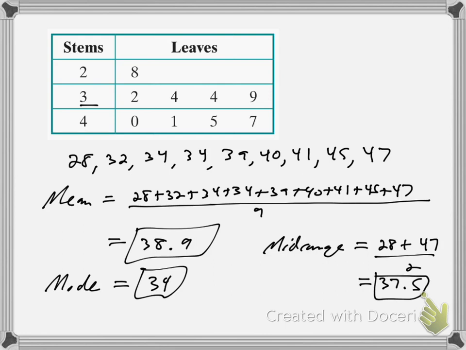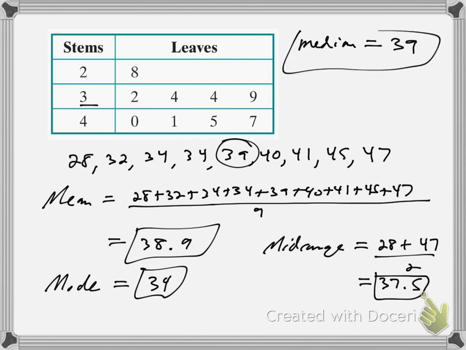I'm running out of room here, but my median, I'll do it up here. Well, this has 9 items, so it's going to be the middle one. The middle one looks like it's right there. Okay, that should be all you need to know to do this section. This is not too bad.